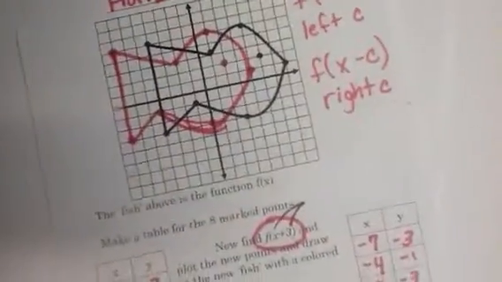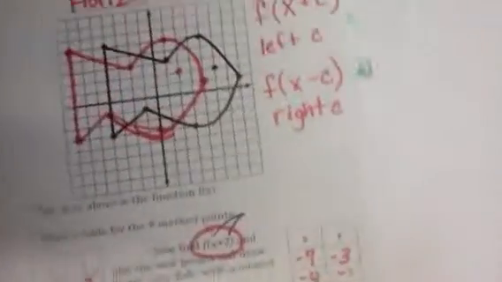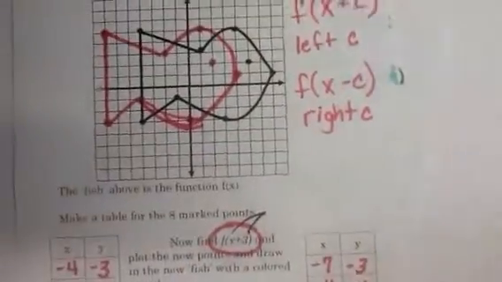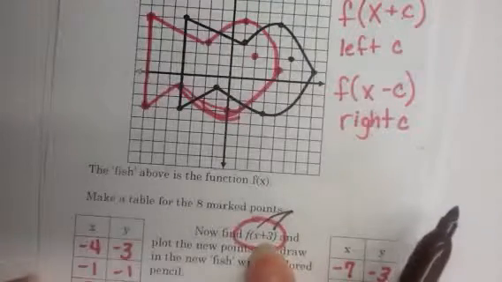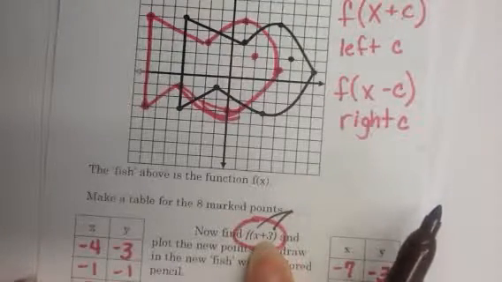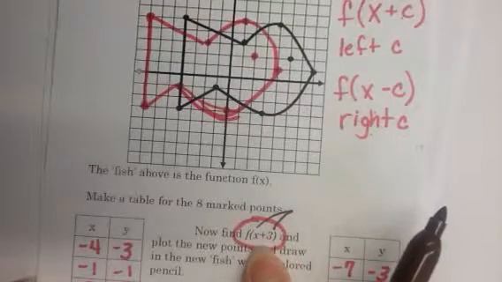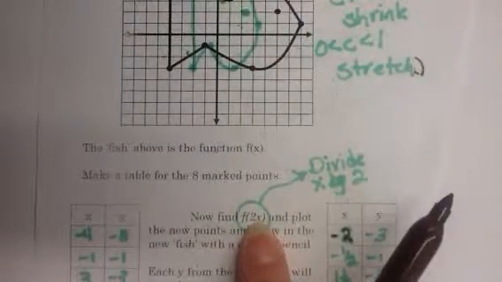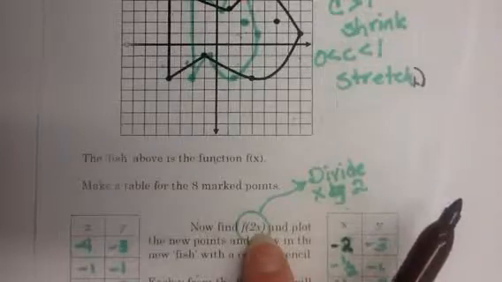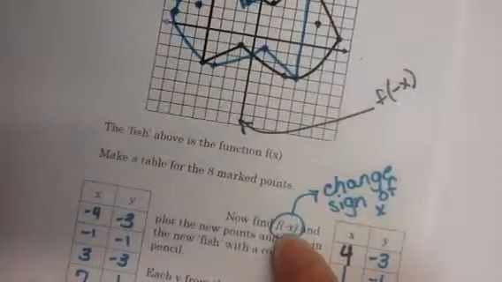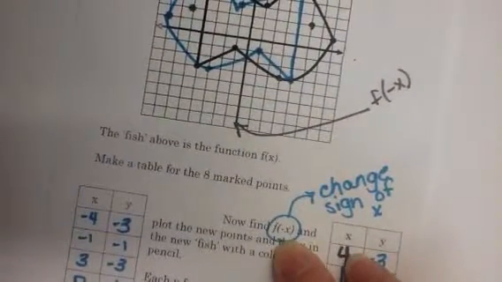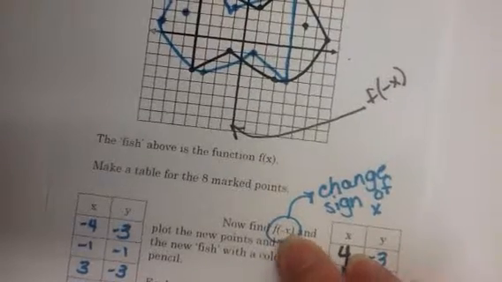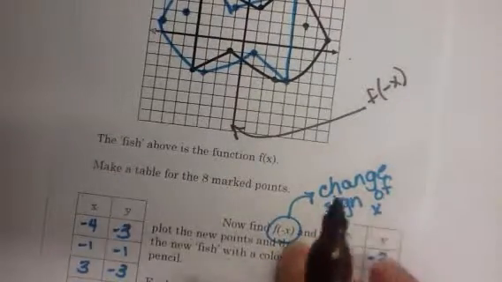If it's inside with the function, then it's opposite. Here you subtract 3 from your x's, and it moves left here. This one you're dividing your x by 2. And then here you're technically dividing by -1, but you're just changing the sign of the x because the negative is right with the x.